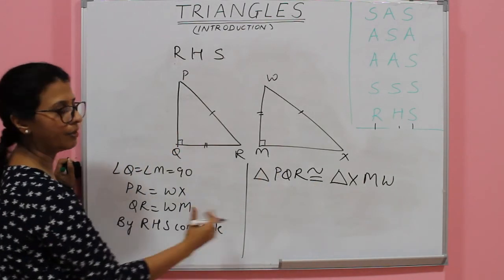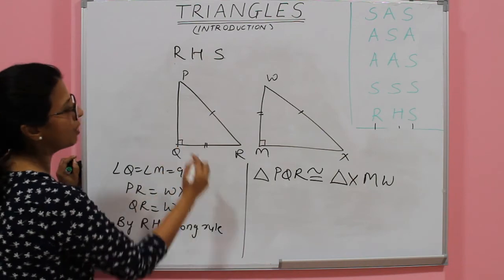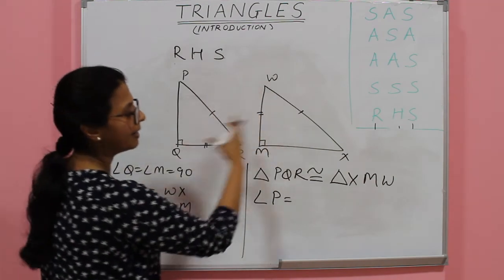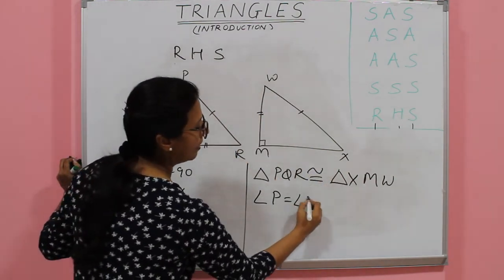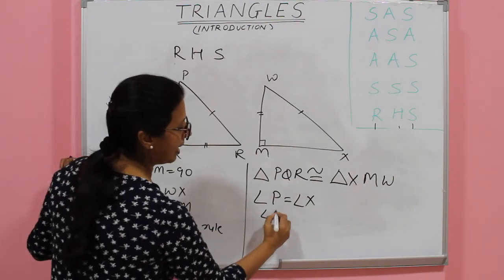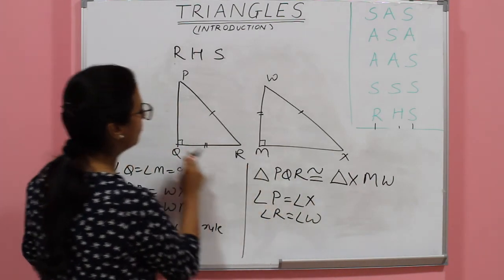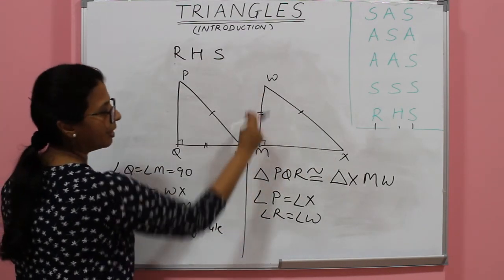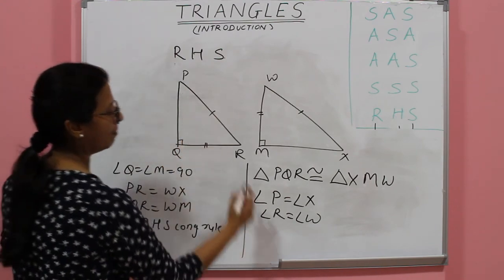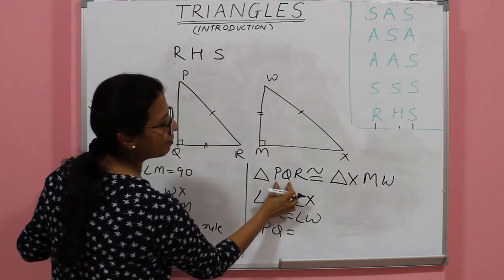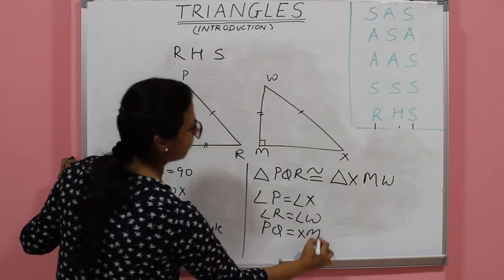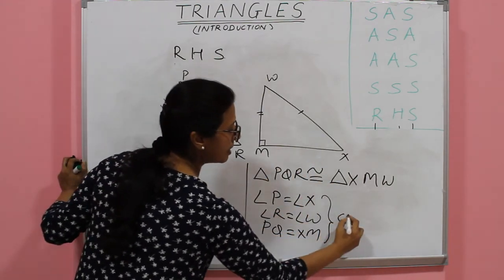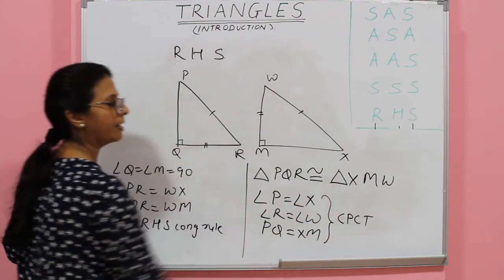Once the congruency is written, then you can write the other CPCT. What is remaining? Other two angles are remaining. Q was given, P was remaining. Angle P, you need not even see the figure. Directly you can say angle P is equal to angle X. Q was given, angle R is equal to angle W. And one of the sides was remaining, PQ is the side remaining. PQ is equal to XM. The moment you are writing this, everything else becomes easy. But you should be very careful, you should not make a mistake when writing the congruency over here.